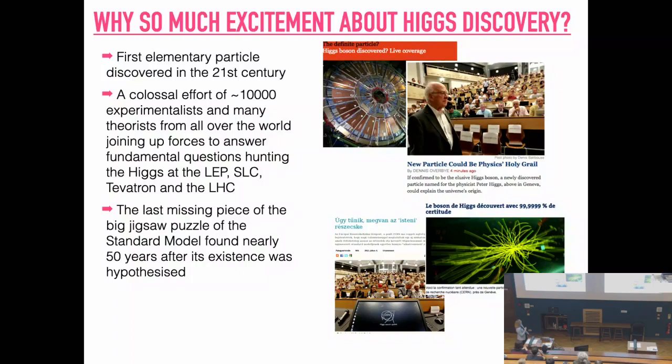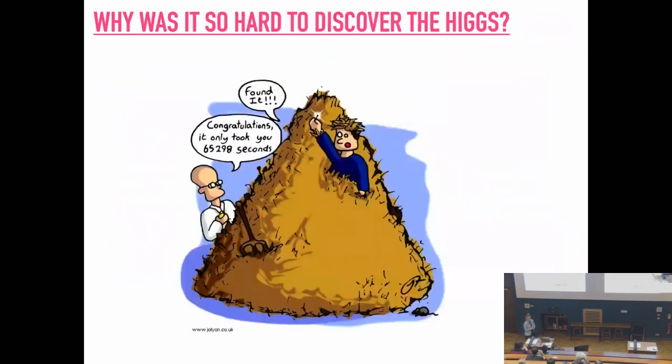And then it was really the last missing piece of the big jigsaw puzzle of the standard model, and was found 50 years after its existence was hypothesized. So, fine. Why did it take so long? Why did it take more than 50 years to actually find the particle? I will try to tell you three reasons that are the real reasons why it took so long.